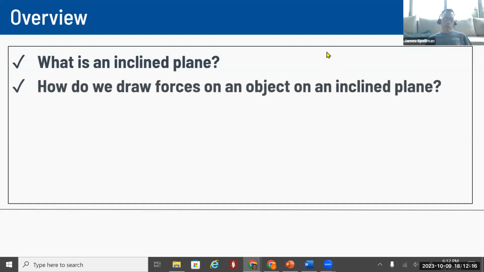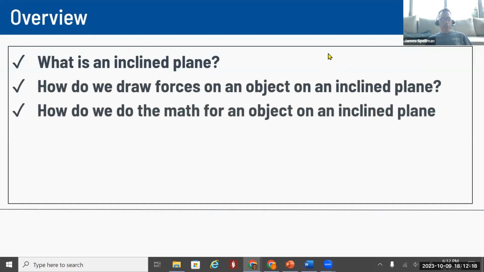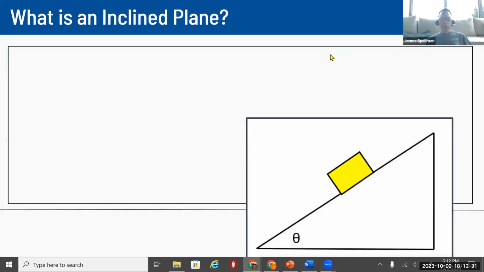How do we draw forces on an object on an inclined plane? And yay, how do we do some math for an object on an inclined plane? So our main vocabulary with this one today is inclined plane. Ultimately, there's not really a whole lot of other new stuff going on. There's some different forces, but we'll get to those in a moment.